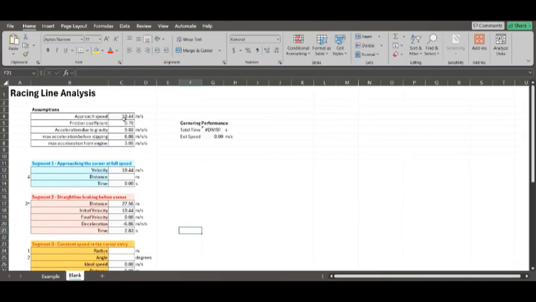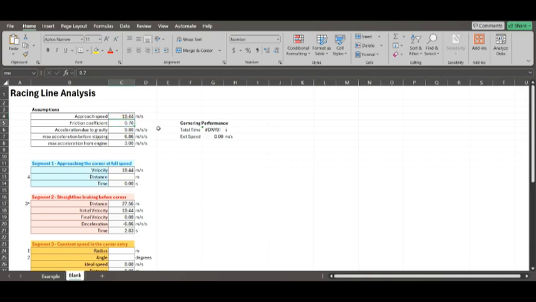Actually, before we do that, let's just quickly look at our assumptions for starting. So we're going to assume that our entry point at the end of that straight, we've hit the maximum speed for these cars, which is about 70 kilometres an hour. So 70 divided by 3.6 gives us 19.44 metres per second.